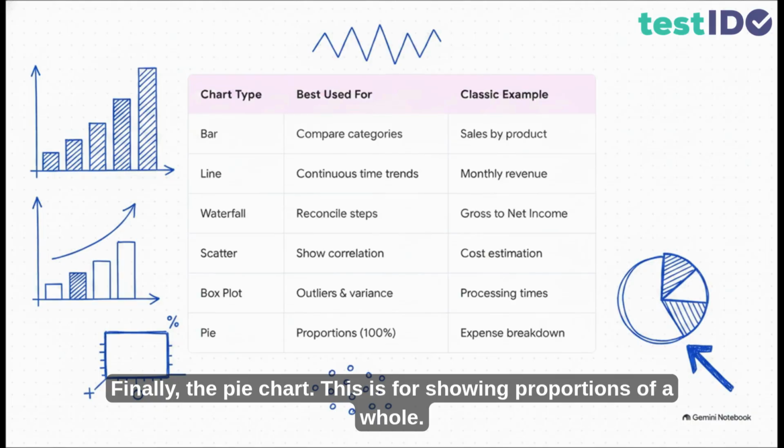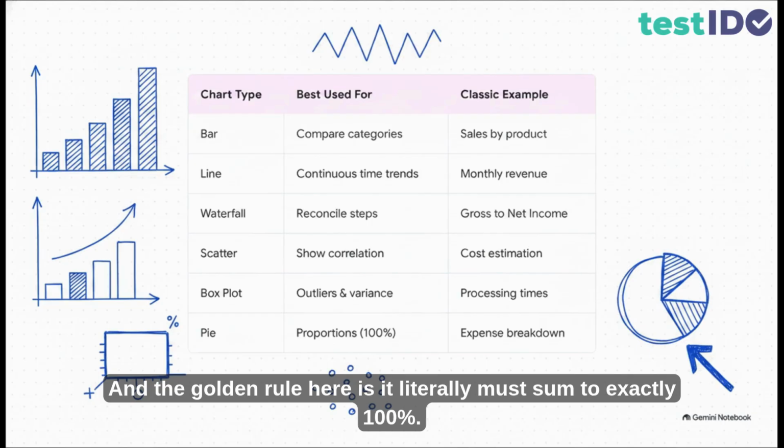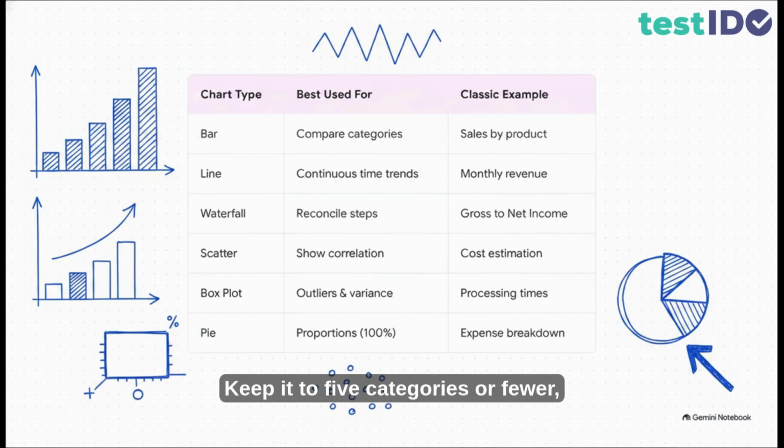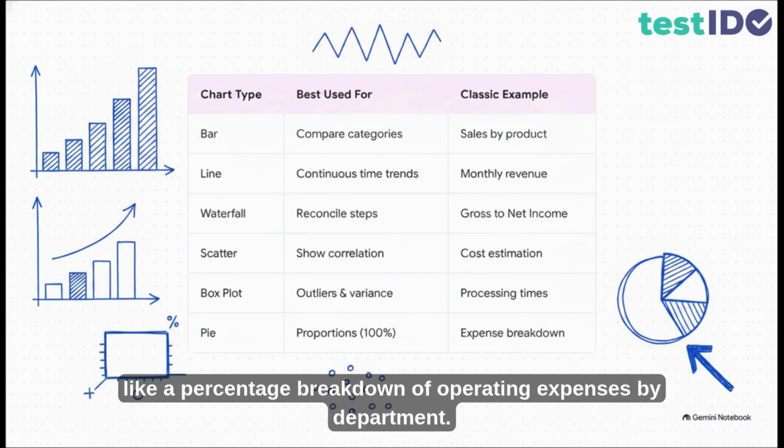Finally, the pie chart. This is for showing proportions of a whole, and the golden rule here is it literally must sum to exactly 100%. Keep it to 5 categories or fewer, like a percentage breakdown of operating expenses by department.